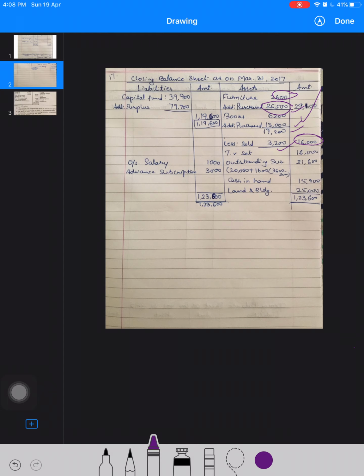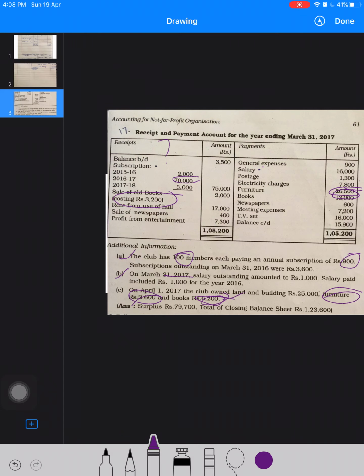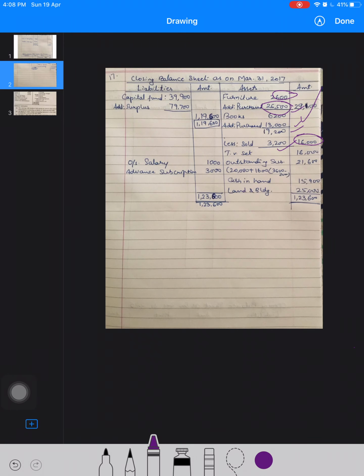Okay, so next, books also we have taken care of. Now newspaper, there is no adjustment, write as it is on the expenditure side, 600. Meeting expenses 7,200, write as it is. TV set, this is again an asset, but there is no adjustment and no stock of last year, so write 16,000 directly in our closing balance sheet.